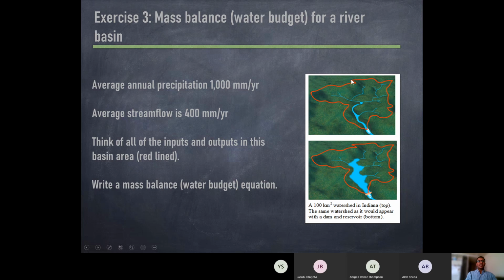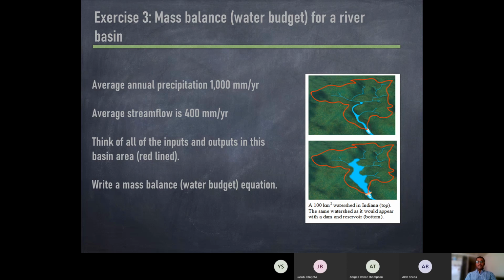So this is my river basin. This is a contained area. I need this because I am doing some modeling. That's why I have to specify the area. So say the annual precipitation for this area is 1000 millimeter per year, and the average stream flow going out of this system is 400 millimeter per year. So right now think about all the inputs and outputs for this basin, the red line area, and write a mass balance equation.